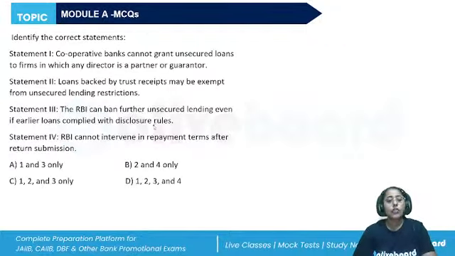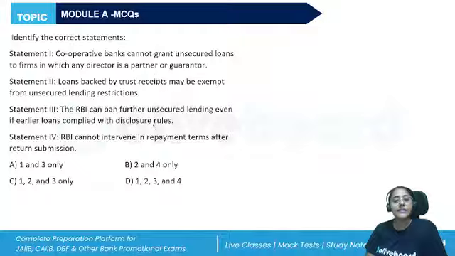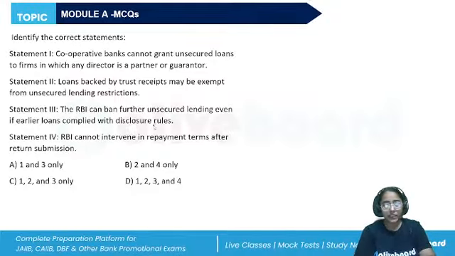Next, cooperative banks cannot grant unsecured loans to firms in which any director is a partner or guarantor. The loans backed by trust receipts may be exempt from unsecured lending restrictions. The RBI can ban further unsecured lending even if the earlier loans complied with disclosure rules. RBI cannot intervene in the repayment terms after return submission. So regarding the cooperative banks, which of the following statements are correct?